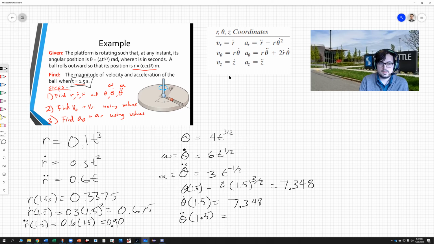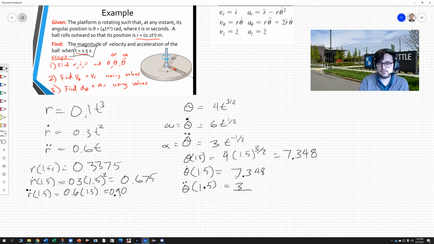When we do this, it'll be 3 divided by the square root of 1.5, yep. So take the square root and divide. This will be 2.449. Now in this case, we haven't put any units here.